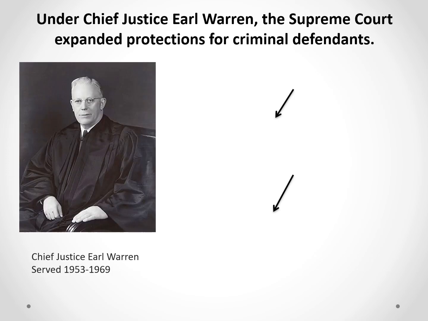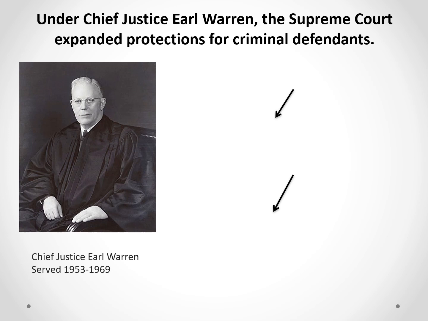Chief Justice Earl Warren, very interesting guy, served during a period of great societal change from 1953 to 1969. What's interesting is that Warren was a former prosecutor, a former district attorney, but he did have kind of a soft spot for criminal defendants, and he reinterpreted the Constitution to include more protections for criminal defendants.